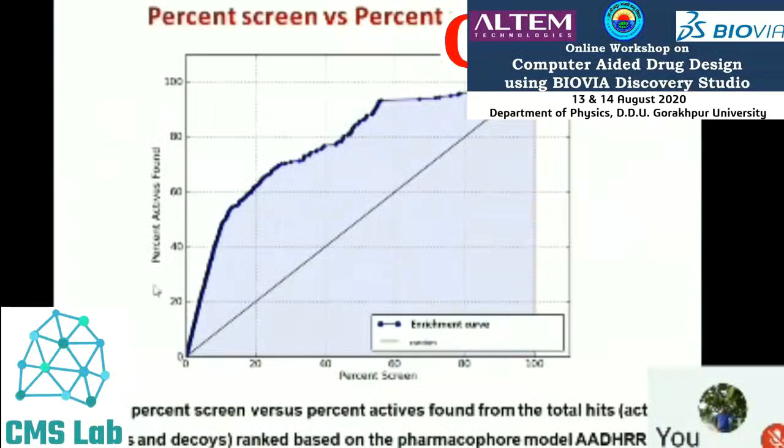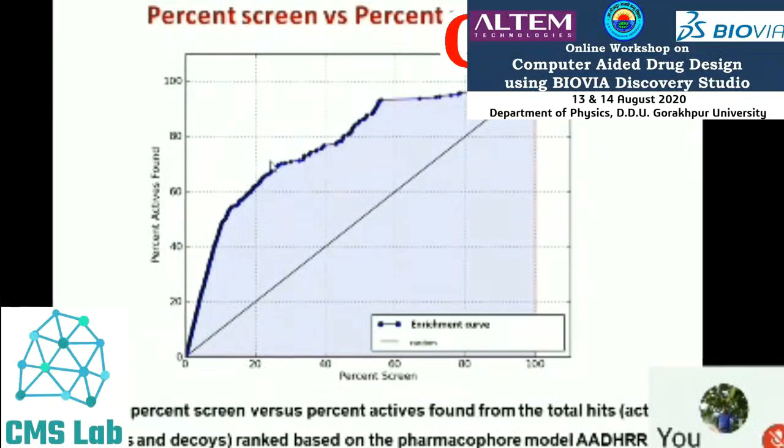And then this looks more like percentages. On the x-axis you see the percentage screened, and on the y-axis the percent actives found. In that large figure it is not very clear in percentages, so for your better understanding I put it in percentages. By the time 20% of the screen is reached, more than 60% of actives are found. This shows that the model which we developed is more validated.